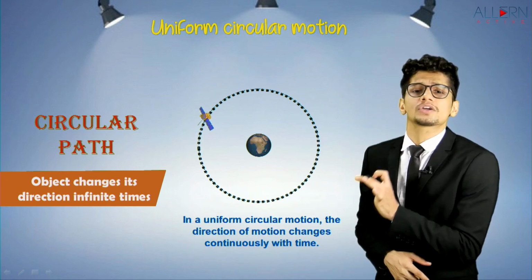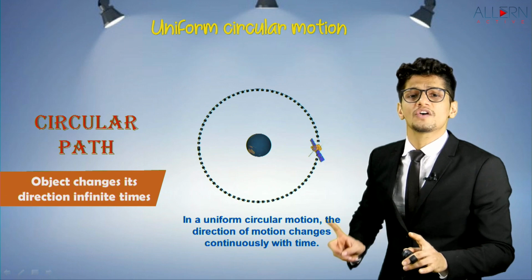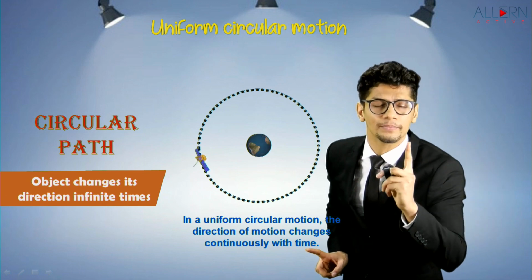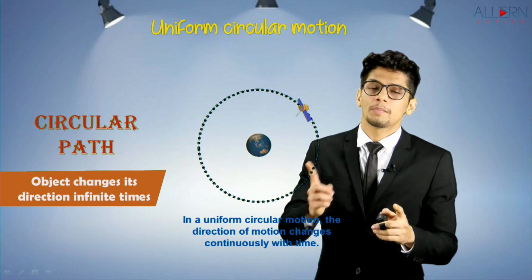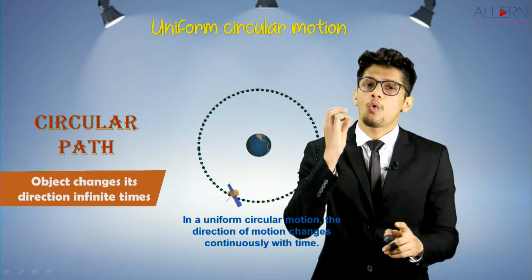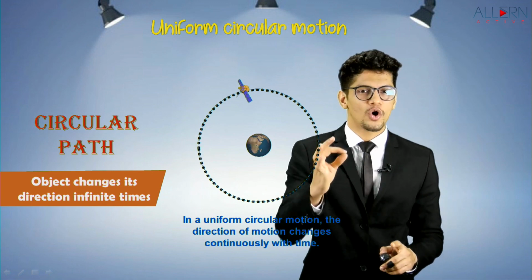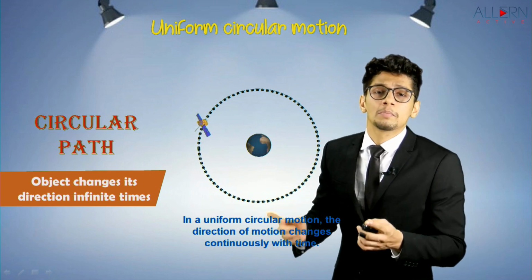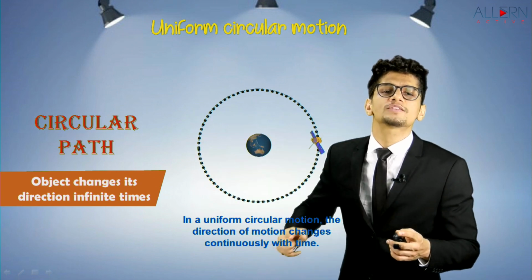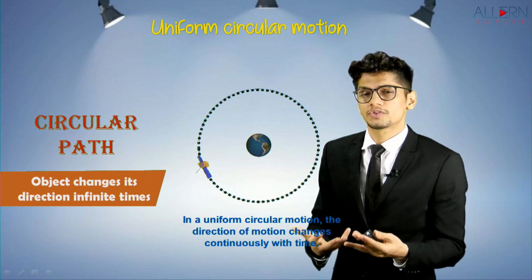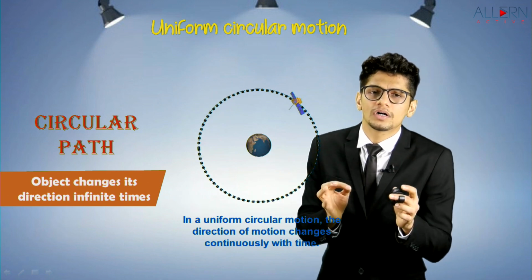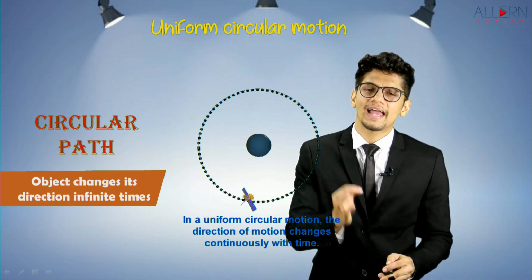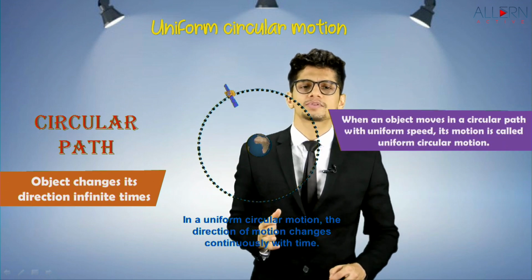So in uniform circular motion, what happens is the direction of motion changes continuously with time. We know that the speed is constant, but the velocity keeps on changing. Why? Because the direction keeps on changing. So what is circular motion? Circular motion is nothing but motion along the circumference of the circle. So what is uniform circular motion? Just add the words with constant speed and you get the definition of uniform circular motion.